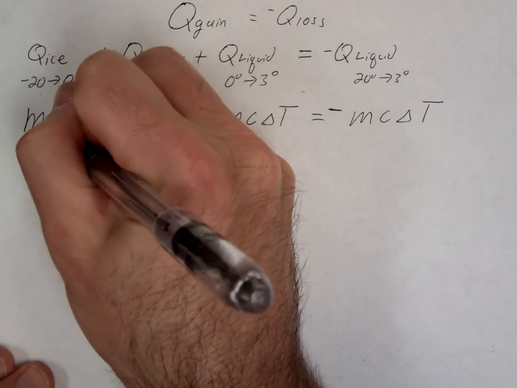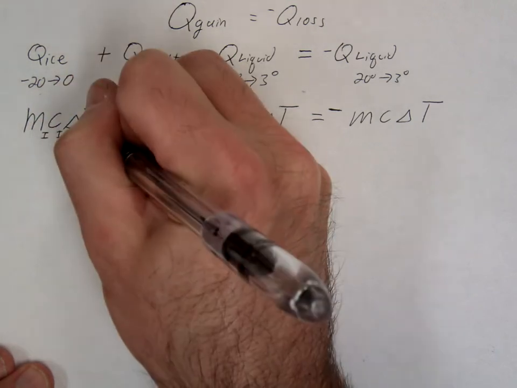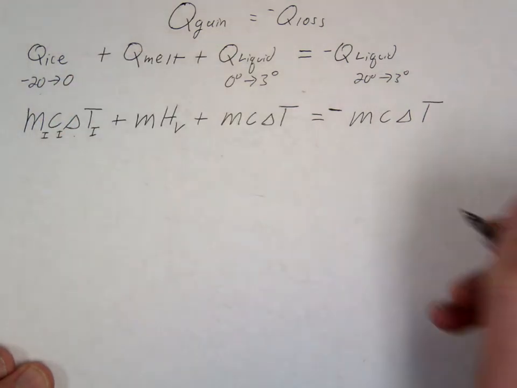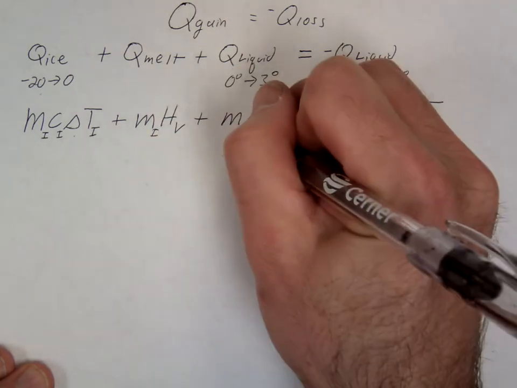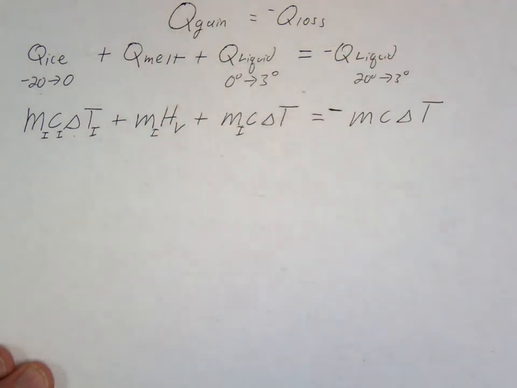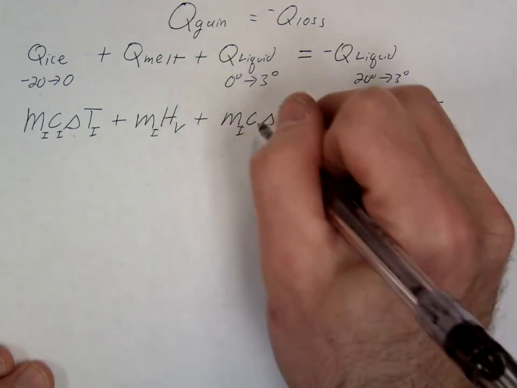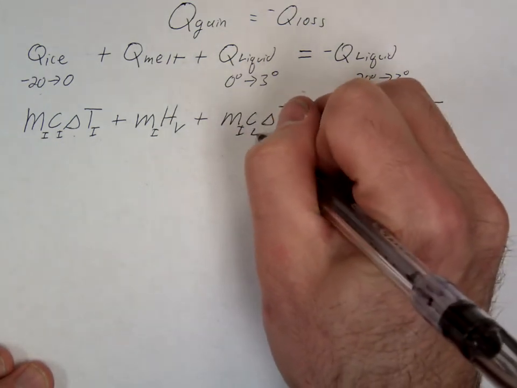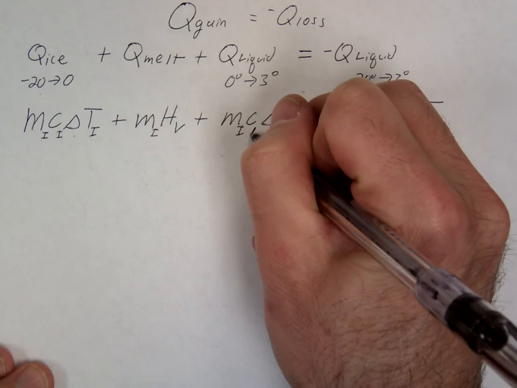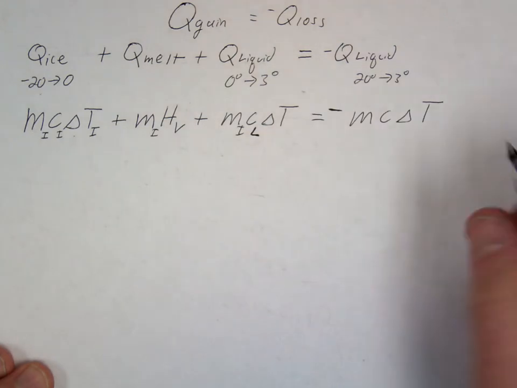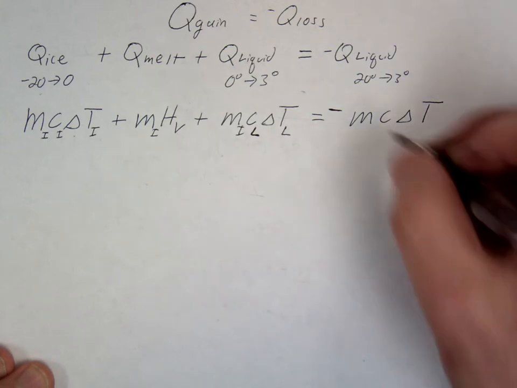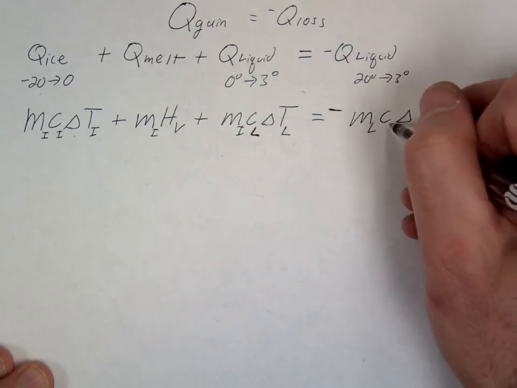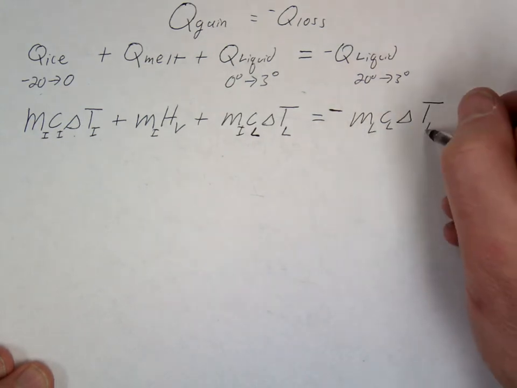Okay, so I'm going to label these. Remember, this is ice, ice, ice. This is mass of the ice again. This is the mass of the ice. Now be careful, this is now in liquid form, so I'm going to put C of the liquid. And then this was the mass of our liquid, C of our liquid, T of our liquid.